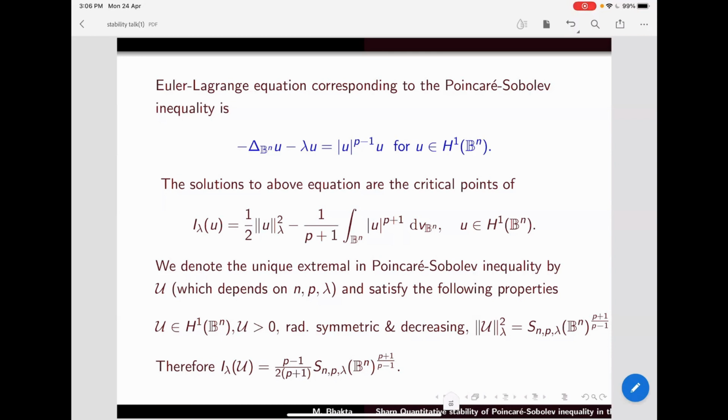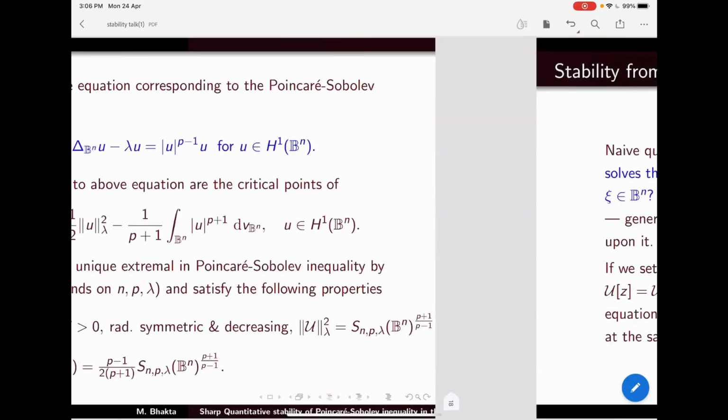That means if we take the critical points of this energy functional, that will be a solution of this Euler-Lagrange equation. We denote by capital U the extremal function, the one unique extremal function, unique up to hyperbolic translation. This U is positive, radially symmetric, decreasing, and this is its norm and the corresponding energy.